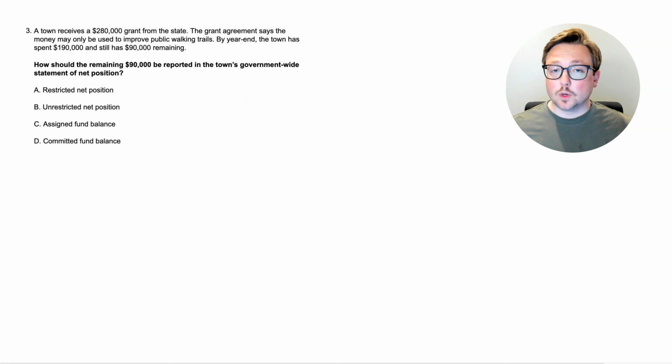All right, here we are at question 3. How should the remaining $90,000 be reported in the town's government-wide statement of net position? Okay, let's go up to the top. A town received a $280,000 grant from the state. The grant agreement says the money may only be used to improve public walking trails. By year end, the town has spent $190,000 and still has $90,000 remaining. So again, how is that going to be treated, that $90,000 in the government-wide statement of net position? Is it going to be restricted, unrestricted, assigned, or committed?